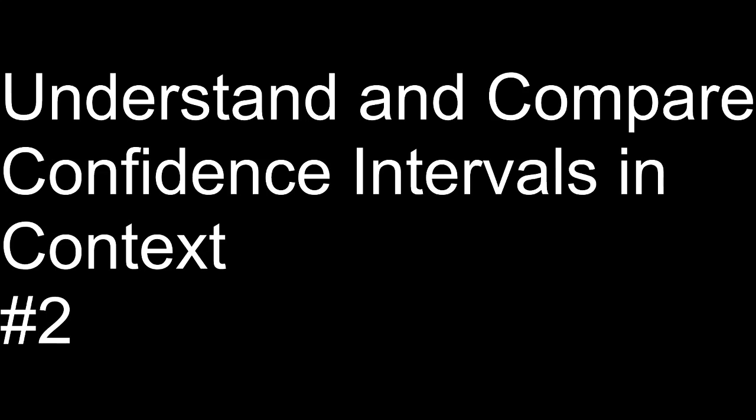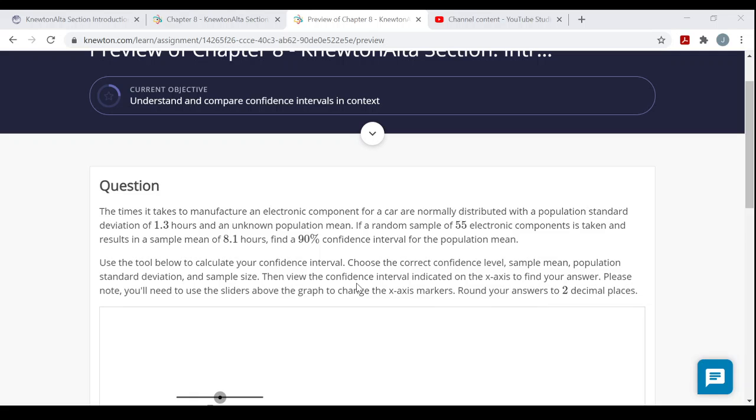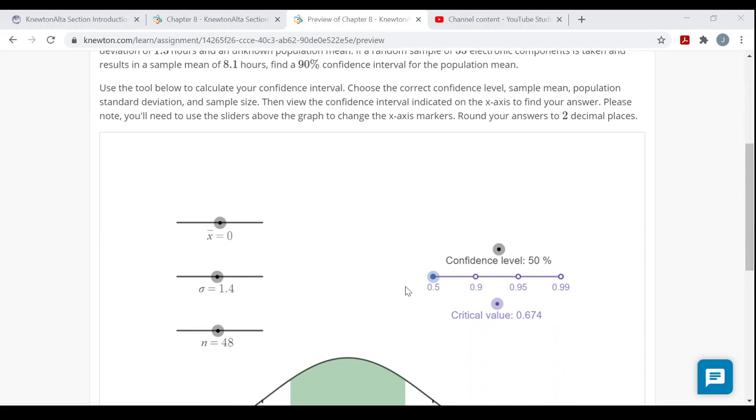This video is on the objective: understand and compare confidence intervals in context. And it's number 2, so it's the second video I'm doing on a question related to this objective in your Newton Alta homework. I've already done one like this, so I'm not going to draw a picture this time.